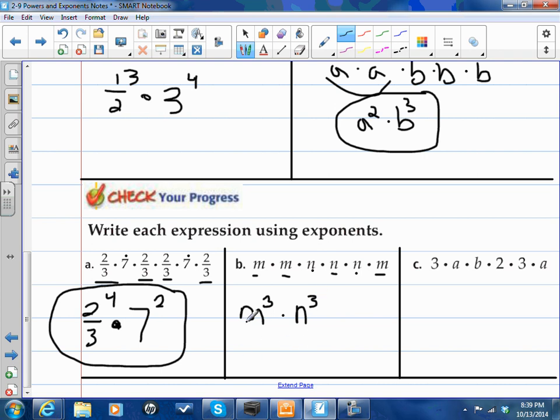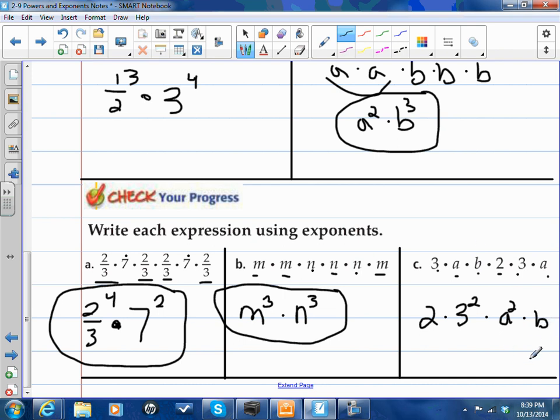For me, since m comes before n in the alphabet, I'm going to write that in that order and leave it that way. This next one, I see I have 2, so I'm going to write times 2, and 2 is just to the first power by itself, and that's going to be times 3, then times a, a is to the second power, all times b to the first power.